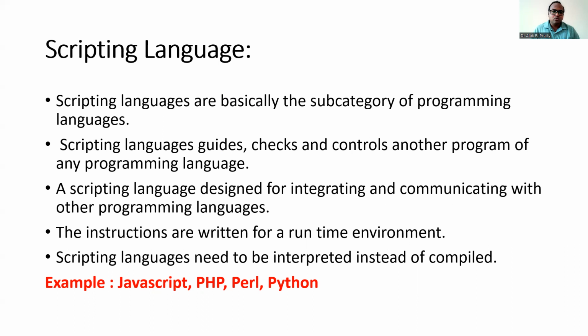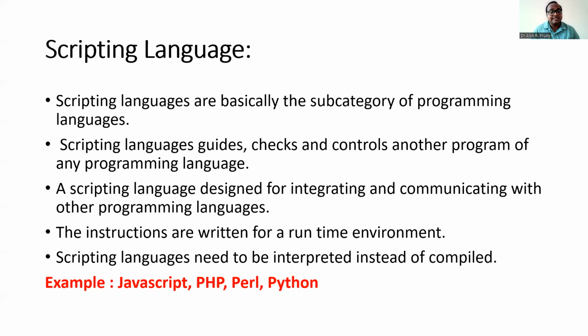That means we can use a scripting language along with a program in any other language, where we can have some control. We can guide the program execution by writing some script inside a program. A scripting language is designed for integrating and communicating with other programming languages. Let's say we have two programs in separate languages. We want to make connectivity between those two programs at runtime. Then we can add a small script, a few small lines of code, inside a main program so that it will behave according to our desire. For that purpose, we can use the scripting language.